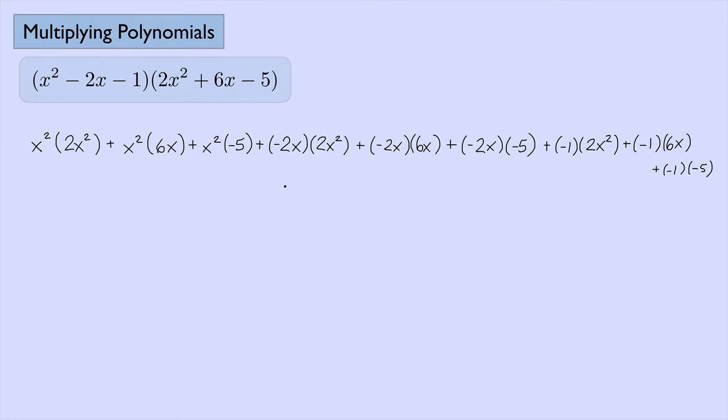And now I can just go through and simplify all the terms. So let's start with this one here. This will give me 2x to the fourth. And after I simplify it, I'll put a little check underneath just so I remember that I did that one. This is 6x cubed. Okay. This one is negative 5x squared. All right, this one is negative 4x to the third. This one is negative 12x squared.